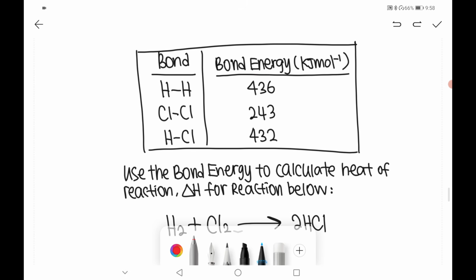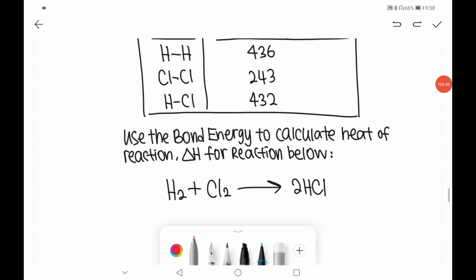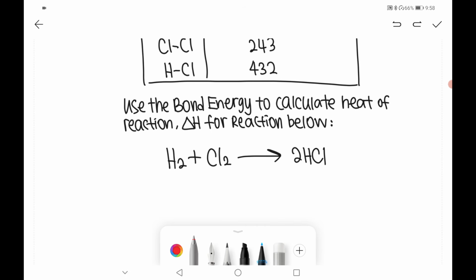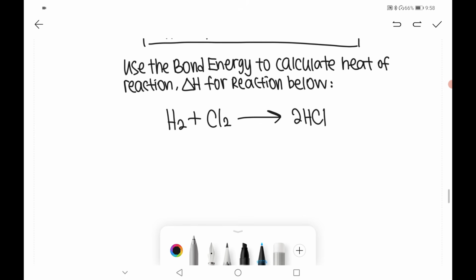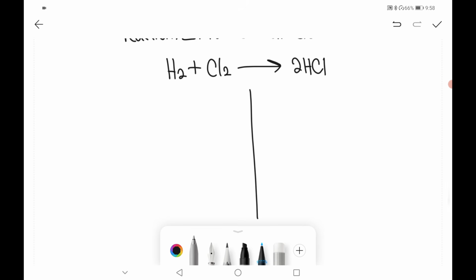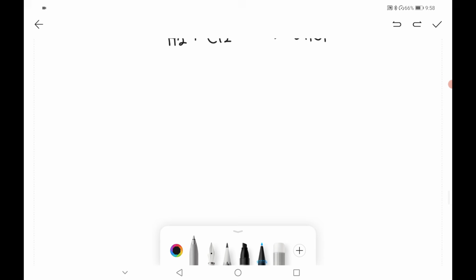The question is asking us to use the bond energy to calculate the heat of reaction. So how to do that? If they give you the bond energy, I want you to split into 2 parts. This is the left hand side, this is the right hand side. Always split into 2 parts.